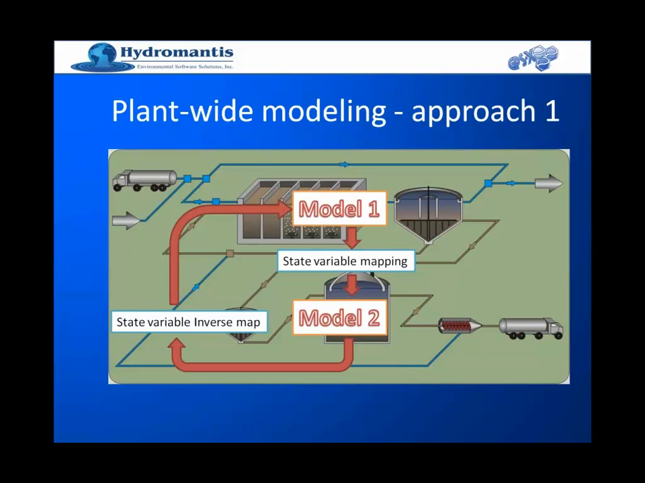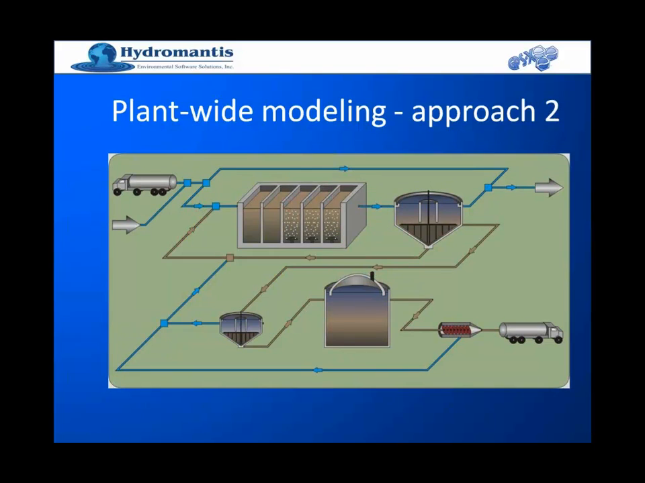This kind of approach is valid and has been used for quite some time, but it requires a lot of effort to have this state variable mapping and the state variable inverse map. As we can see, in this kind of model, the information of the state variables is lost from one model when we go to the other model.